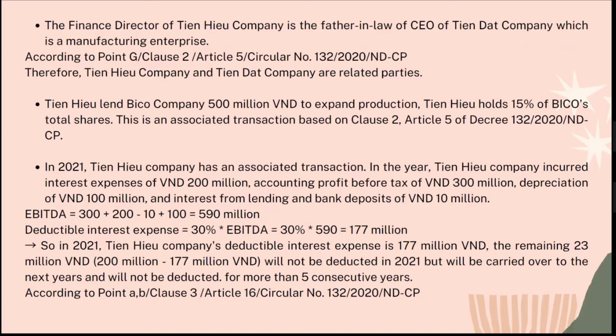So here the EBITDA equals 300 plus 200 minus 10 plus 100, equal to 590 million. The deductible interest expense equals 30% multiplied by EBITDA, which is equal to 177 million. So in 2021, Thiện Hiếu Company's deductible interest expense is 177 million VND. The remaining 23 million VND, equal to 200 minus 177 million, will not be deducted in 2021, but will be carried over to the next years and will not be deducted for more than 5 consecutive years.